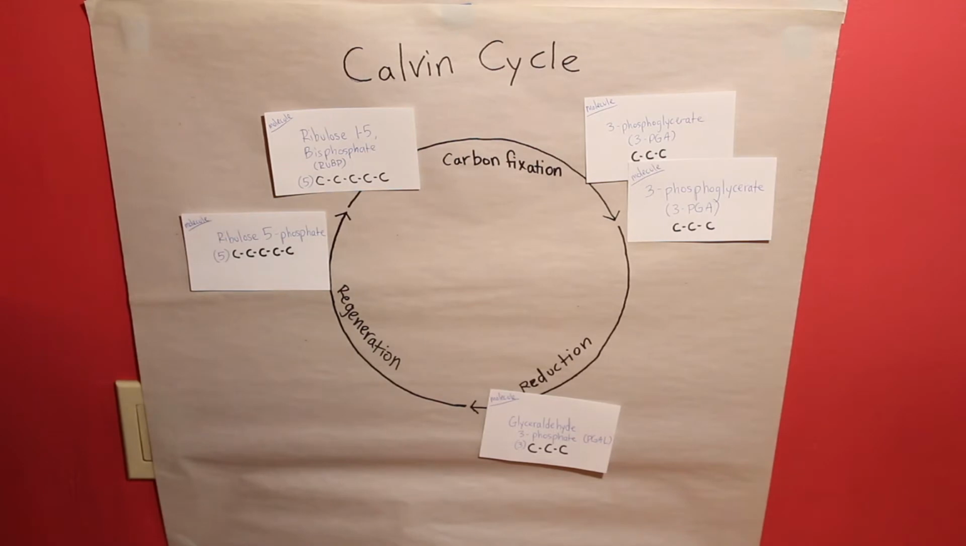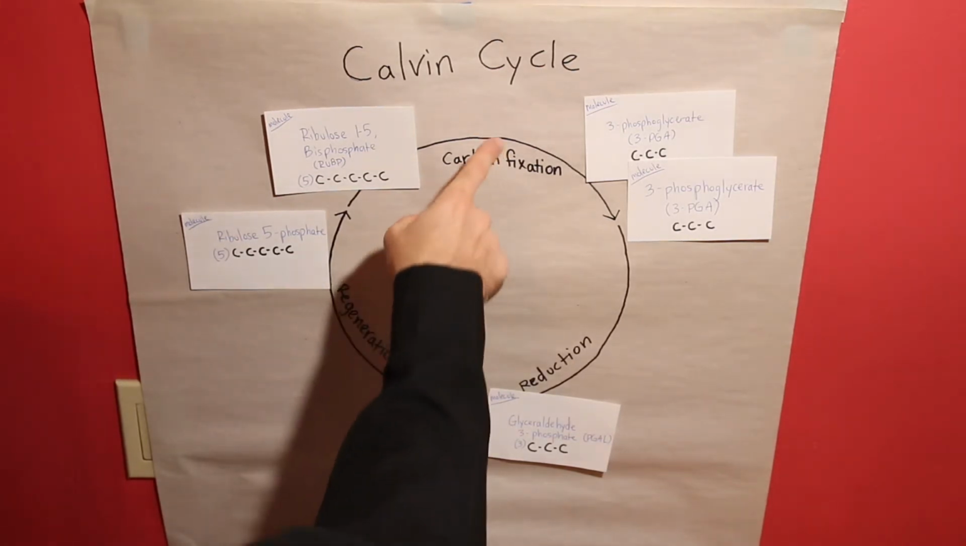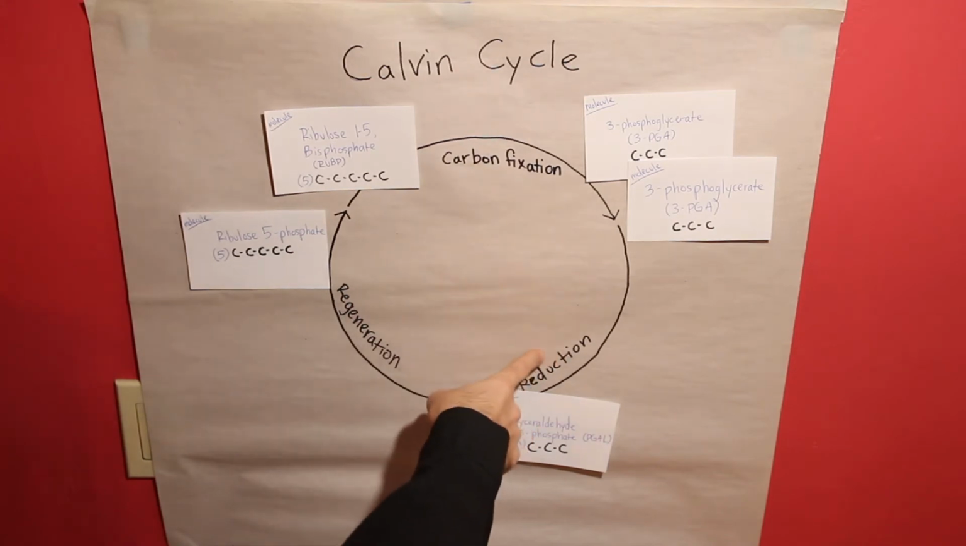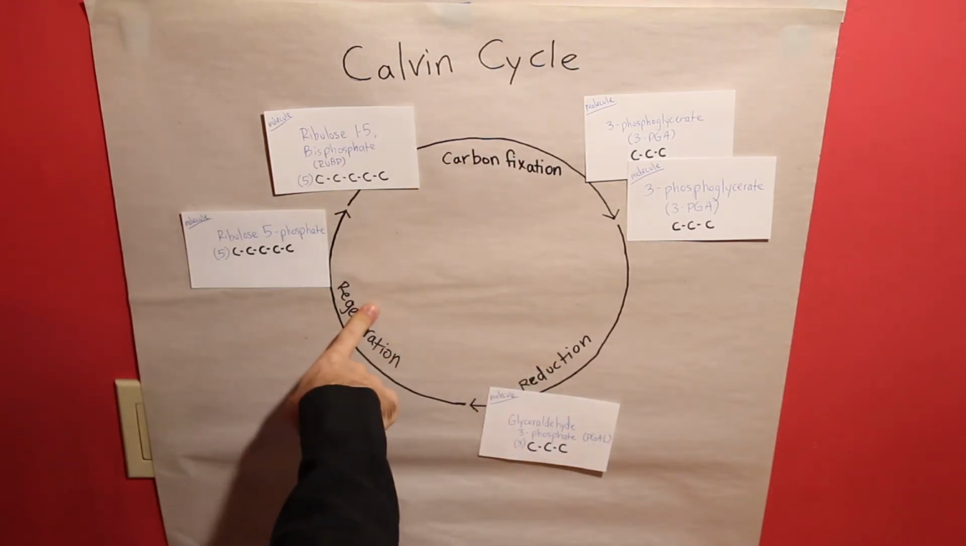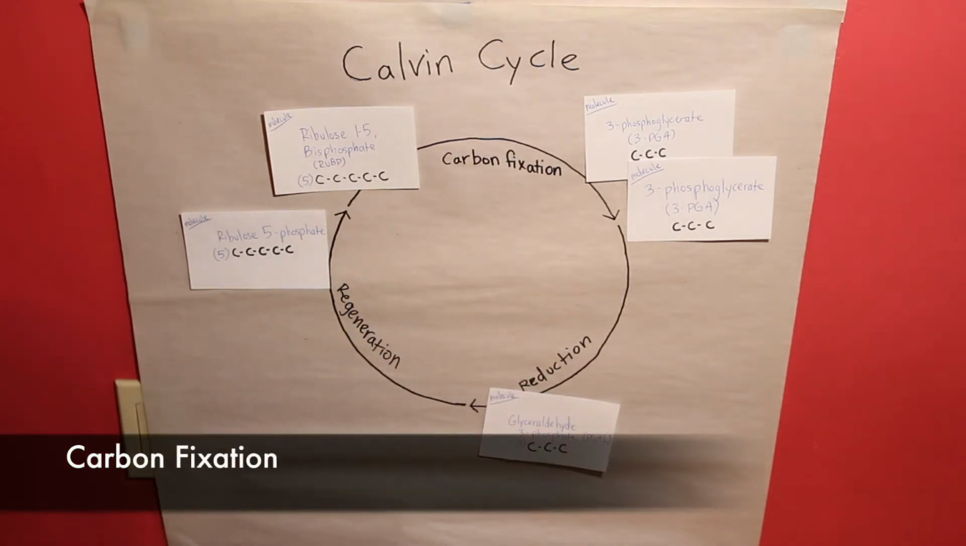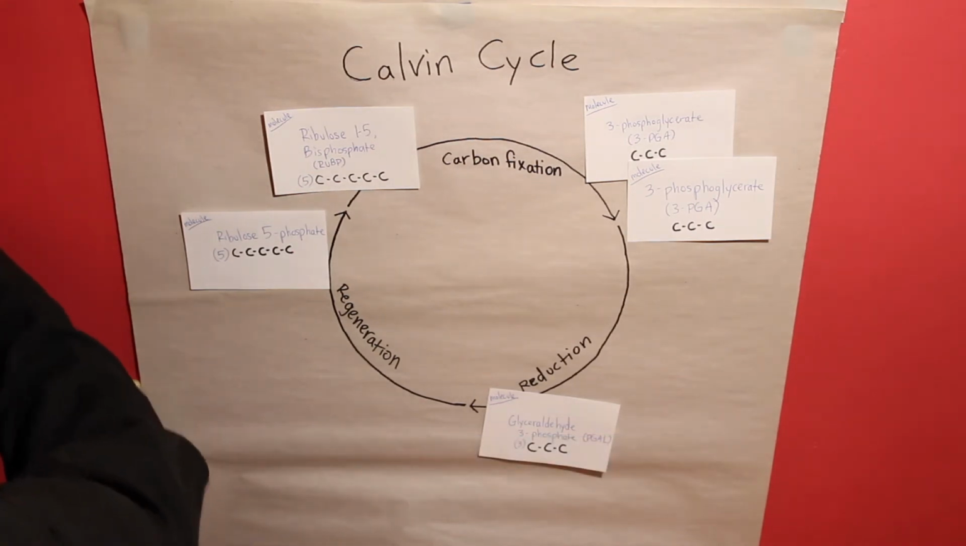Let's dive into more detail about the Calvin cycle. We can break it down into 3 phases. We have carbon fixation, reduction, and regeneration. The carbon fixation phase, as we said, fixes carbon into organic molecules.